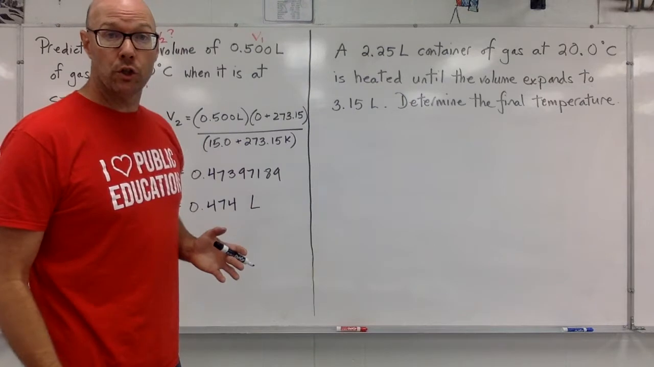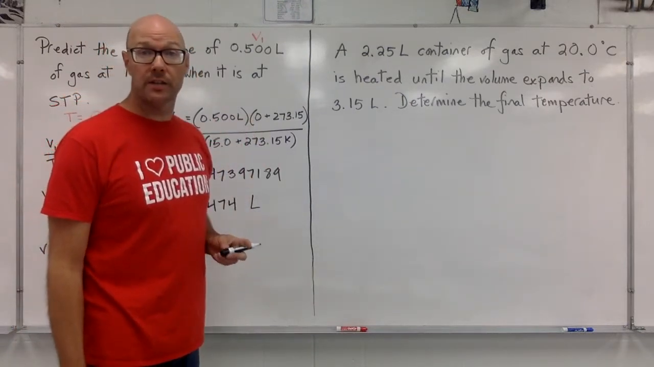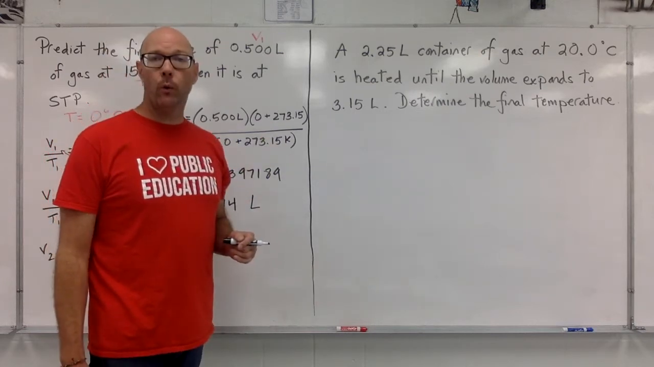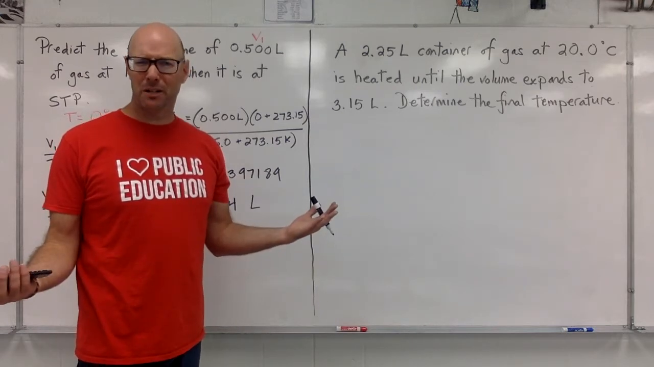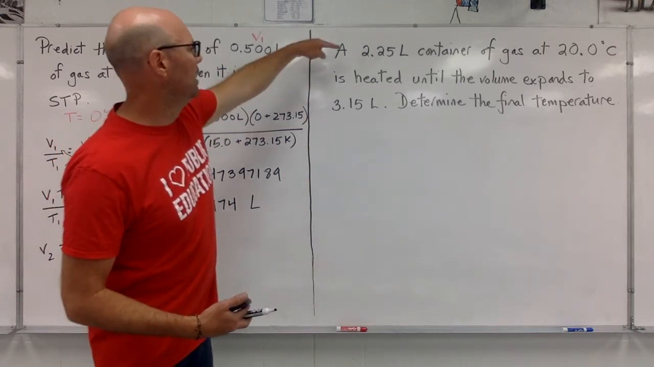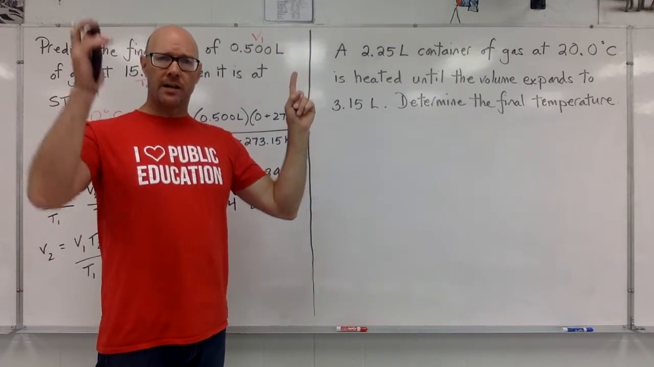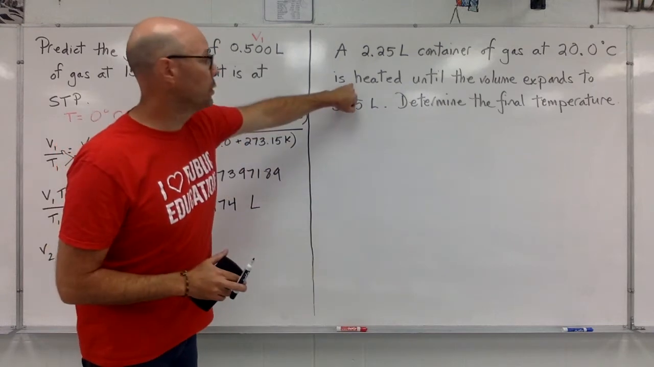A 2.25 liter container of gas at 20.0 degrees Celsius is heated until the volume expands to 3.15 liters. Determine the final temperature. What's the temperature going to be? Well, the volume went up. If the volume goes up, the temperature has to go up. Charles is a direct relationship. And also, there's the word heated.